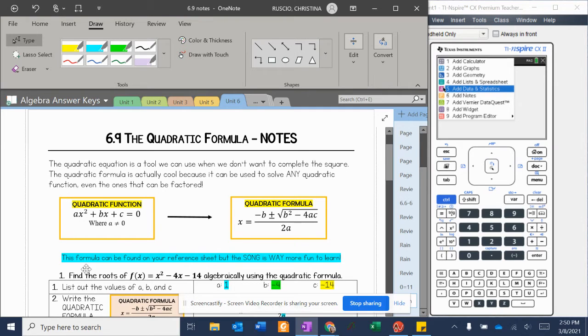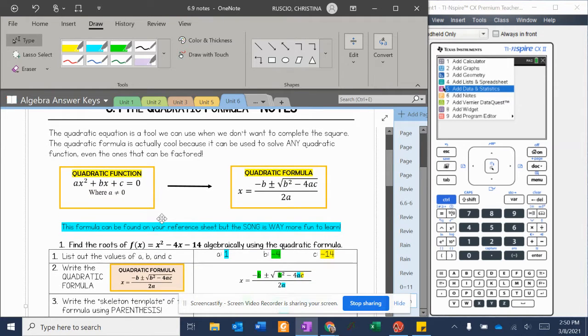The quadratic formula will be provided to you on a reference sheet on all of your tests and on the Regents exam. But here is the formula just so we have it for future reference, this right here.